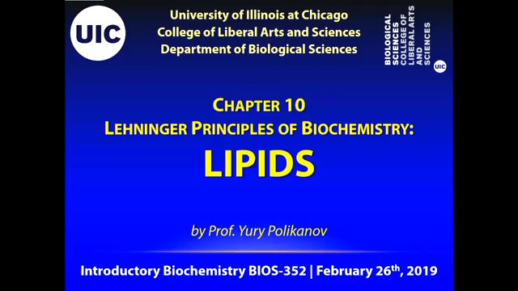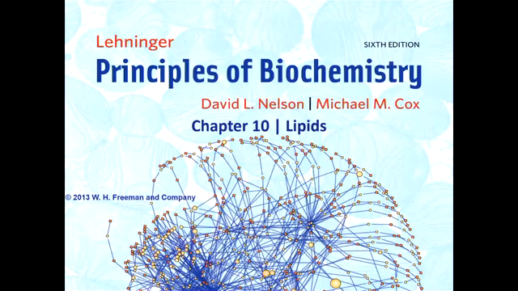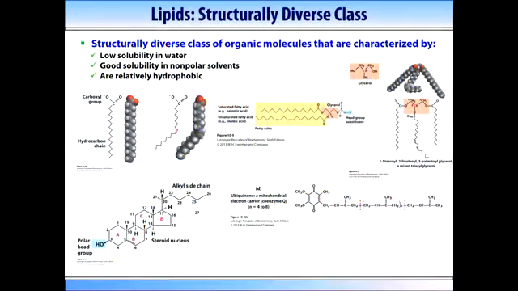So today we're going to talk about lipids. This would be the fourth major class of molecules in biological systems, like polymeric molecules. And this is chapter 10 in Lehninger Principles of Biochemistry.